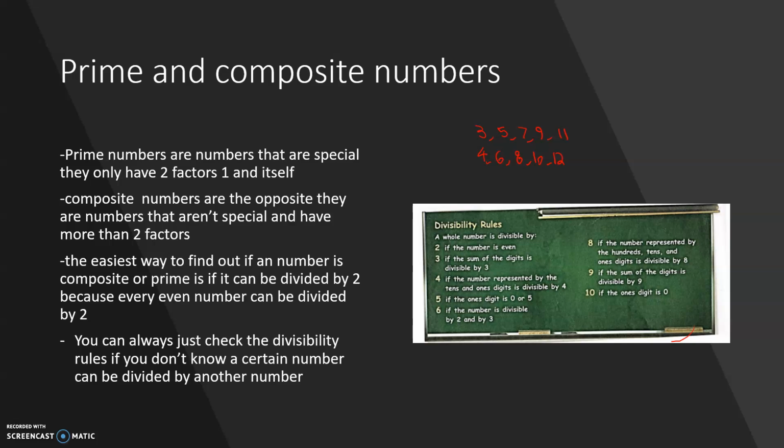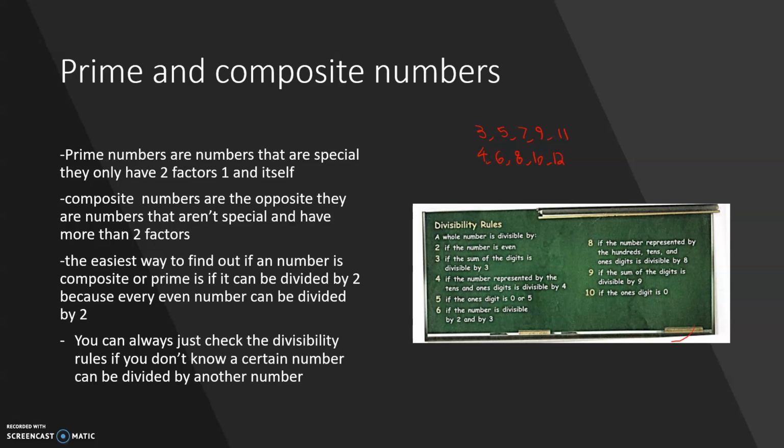The easiest way to find out if a number is composite or prime is if it can be divided by 2, because every even number can be divided by 2. Yeah, that's the easiest way. Every even number is divided by 2, so you can chop it in half, and so it's a composite number.